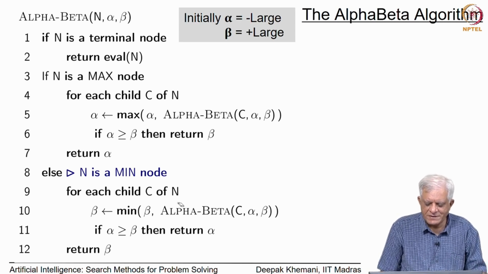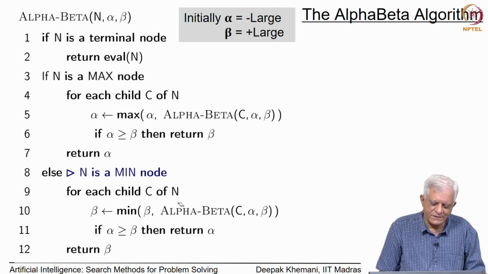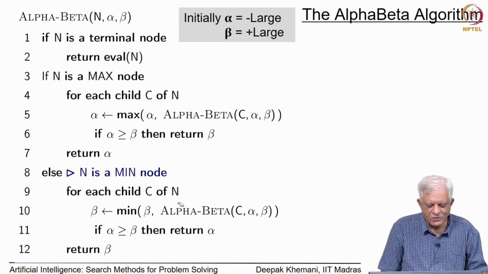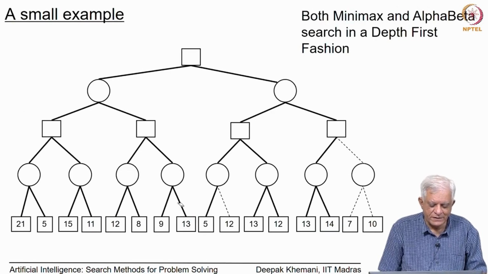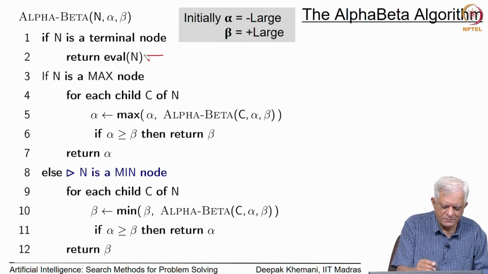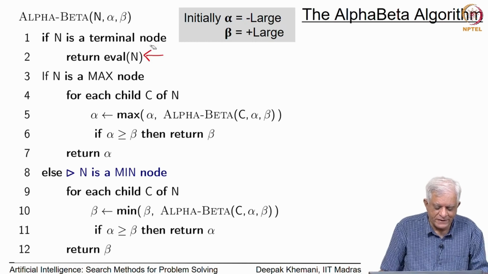The rest of the algorithm is similar to minimax in the sense that we have written a recursive version here. You can also write an iterative version in which you store nodes into open and maintain open as a stack and do all that kind of stuff. So, as before, if n is a terminal node, we return the value eval n, which is returned by the evaluation function.